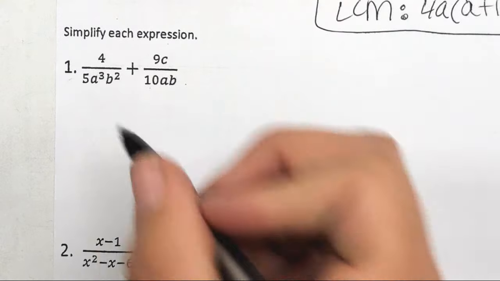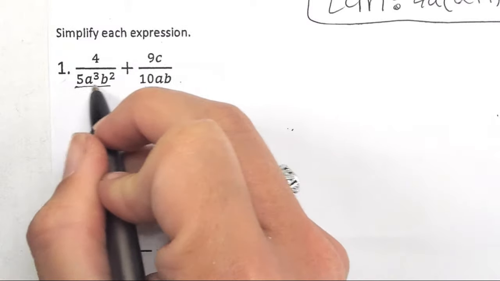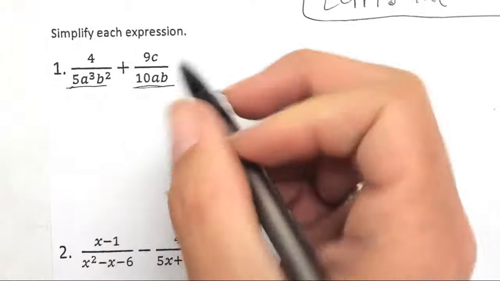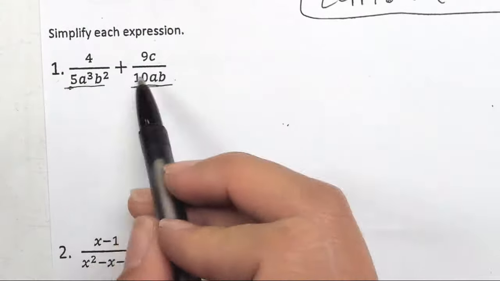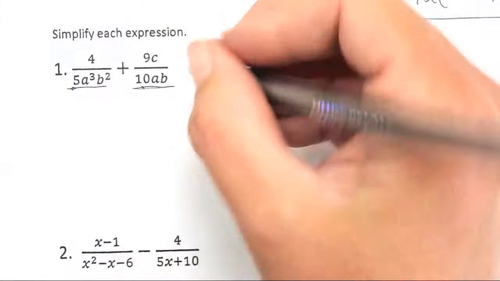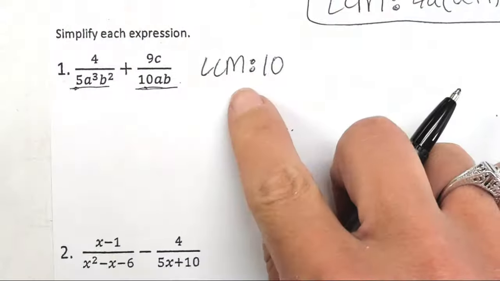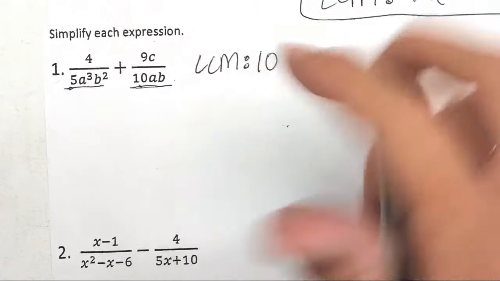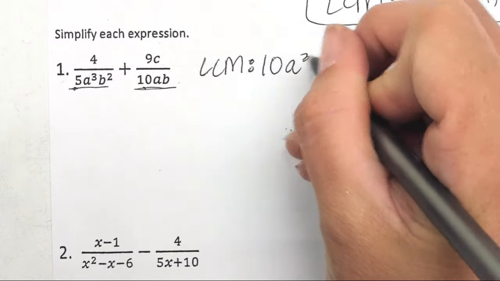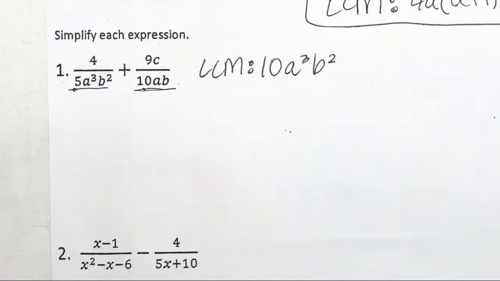Okay, so if we look at just the denominators, that's all we need to change, right? Look at our coefficients. What's the biggest number? Will that work? Alright, so we'll have 10. This is LCM. A to the what? And B to the? Good. Any questions about the LCM?